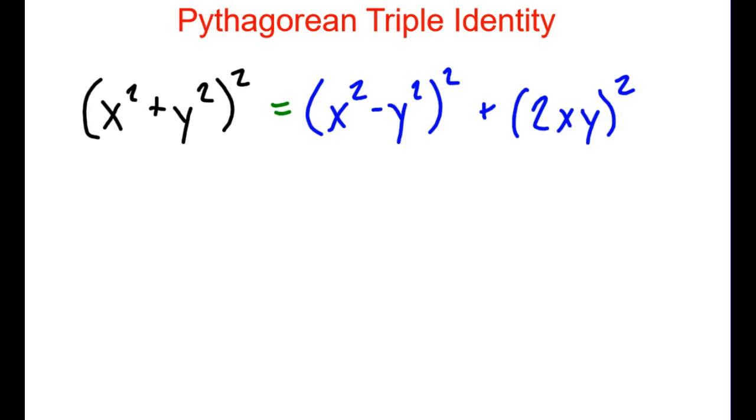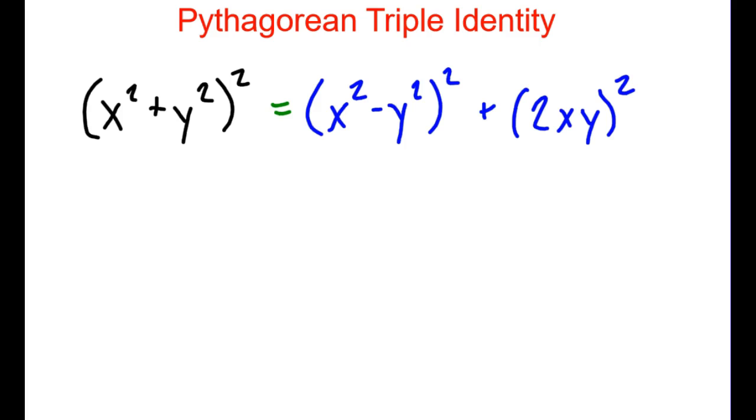In the first standard, one of the identities we have to focus on is the Pythagorean triple identity, which states that (x squared plus y squared) quantity squared is going to be equal to (x squared minus y squared) quantity squared, plus (2xy) quantity squared. So we're going to go through and verify that this is true. We're going to do that by expanding the left side of the equation and then expanding the right side of the equation and simplifying and showing that both sides of the equation are actually equal to each other.